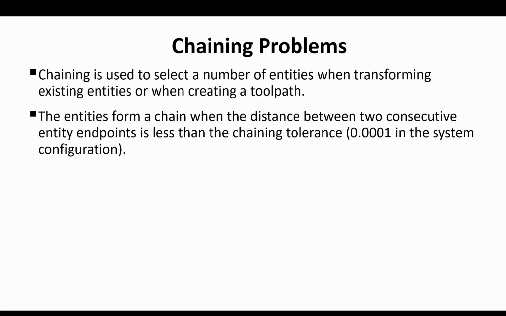Hi everyone, in this video I'm going to discuss the chaining problems and how they can be fixed. Chaining is used to select a number of entities when transforming existing entities or when creating a toolpath. The entities form a chain when the distance between two consecutive entity endpoints is less than the chaining tolerance, which is set to 1/10 in the system configuration.